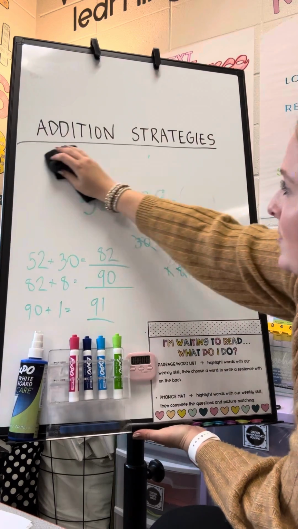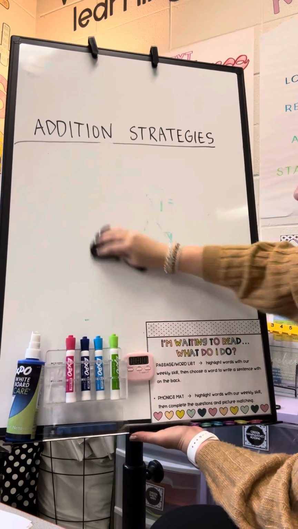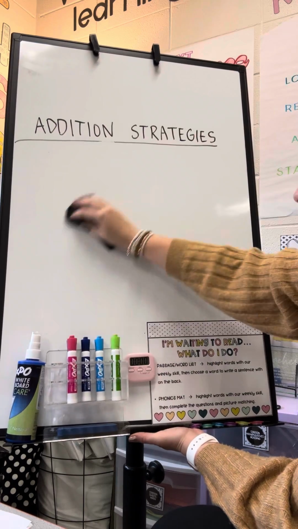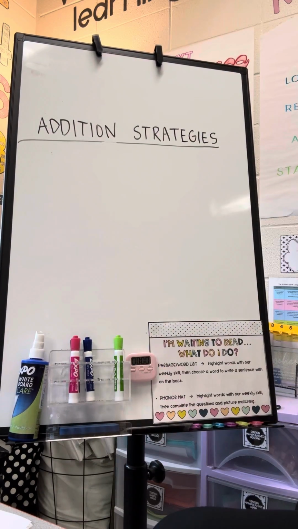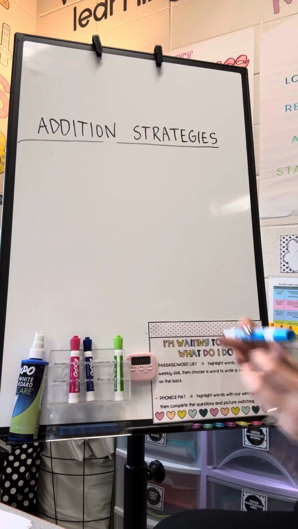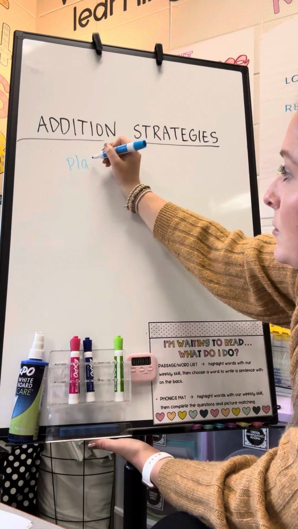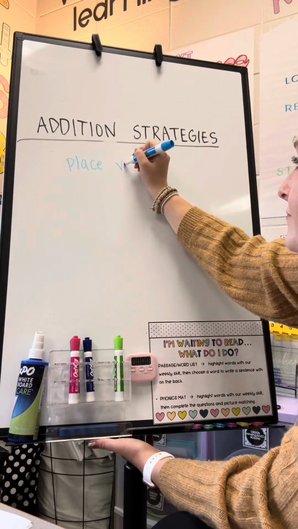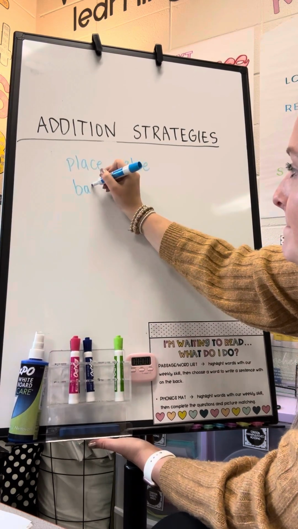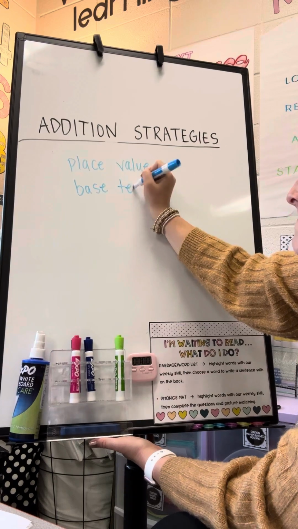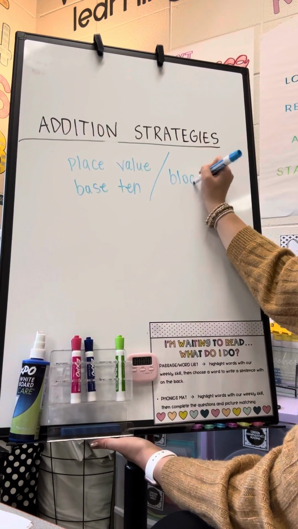I apologize, I'm going kind of fast. I just don't want this to be a super long video, but I did kind of want to show a lot of the different strategies because I think it'll be helpful for us to all be on the same page. So our last strategy is going to be place value, which we also call base 10. Place value, base 10 blocks, same thing.